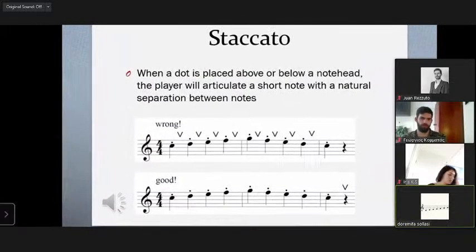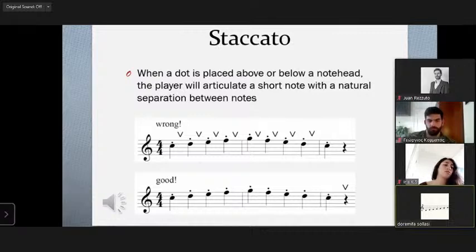Here we have staccato. You already know all these articulations. Now we are focusing on how to produce them on the wind instruments. Here it says, when a dot is placed above or below a note head, the player will articulate a short note with a natural separation between notes. So, staccato, as we all know it.